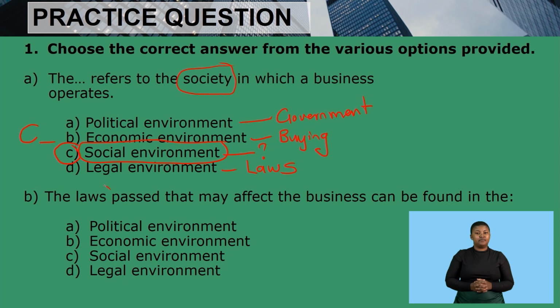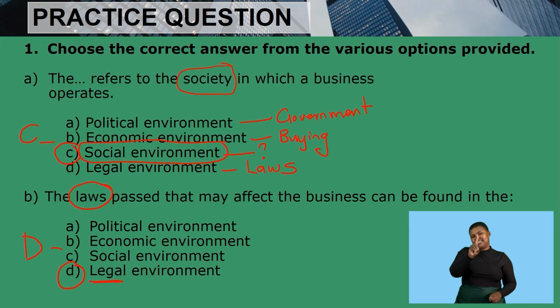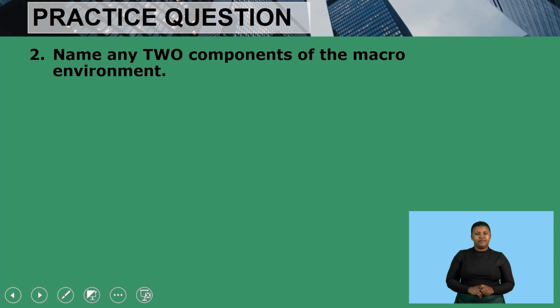The laws, there's a nice clear clue for you everybody, past that may affect the business can be found in the, again, political environment refers to government. Economic refers to buying power, and social refers to the society. So the only option here can be D. Legal, of course, remember legal refers to laws and rules being implemented by government. So our only answer here will be D. So that is our first question, practicing our knowledge.